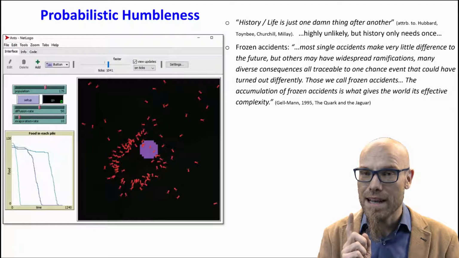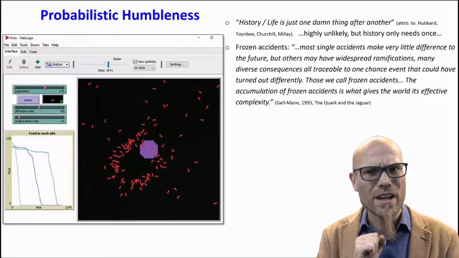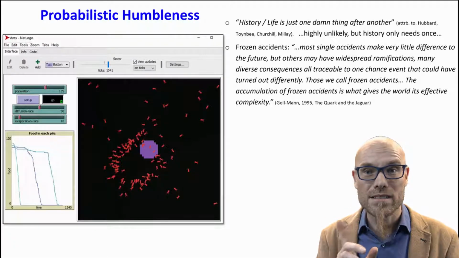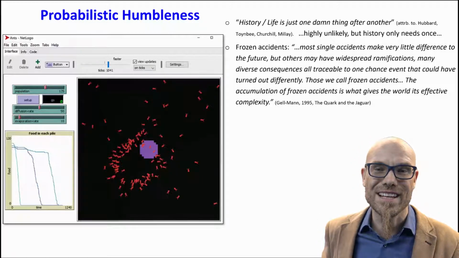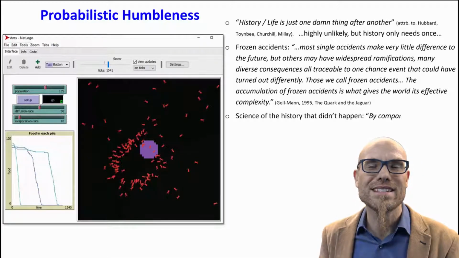Now, it might have been unlikely, and your science of averages, of homogeneity, would have disregarded that completely just because it's unlikely. History doesn't care. History only runs once. So we cannot do big averages here, if you want to explain that. Another way of saying that is the science of the history that didn't happen.